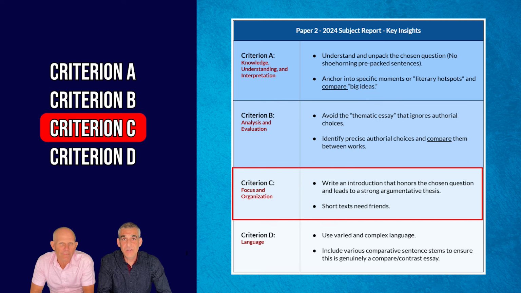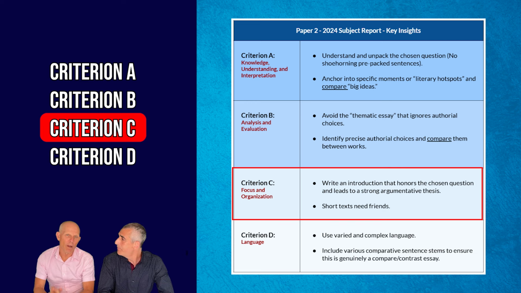Criterion C looks at focus and organization. And the examiner report noted that students had trouble writing the introduction for paper two, Mr. Giles. We want to think about really how can we organize this? So think about the question that you've chosen, think about any keywords you need to define, and think about how to anchor and ground the reader into that topic. You need to work towards a comparative argumentative thesis, Mr. Giles. That should be at the end of your introduction.